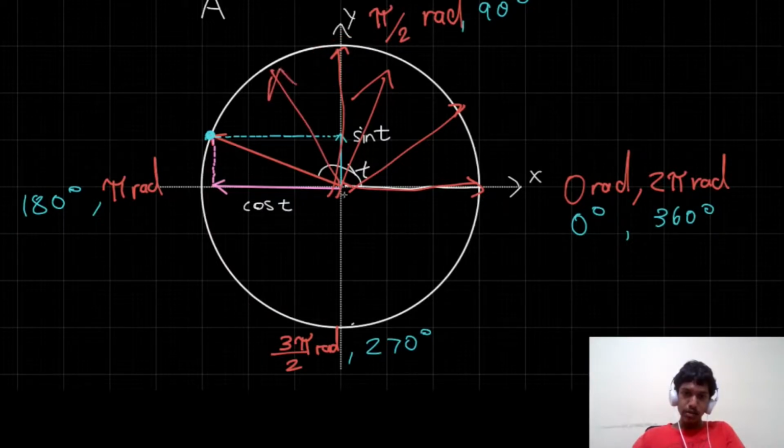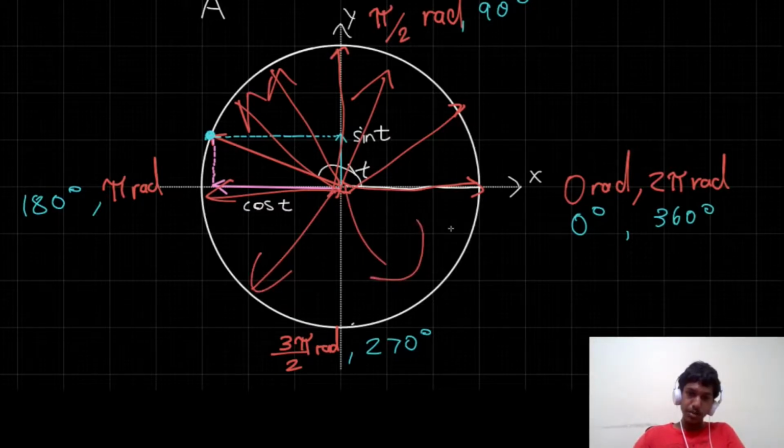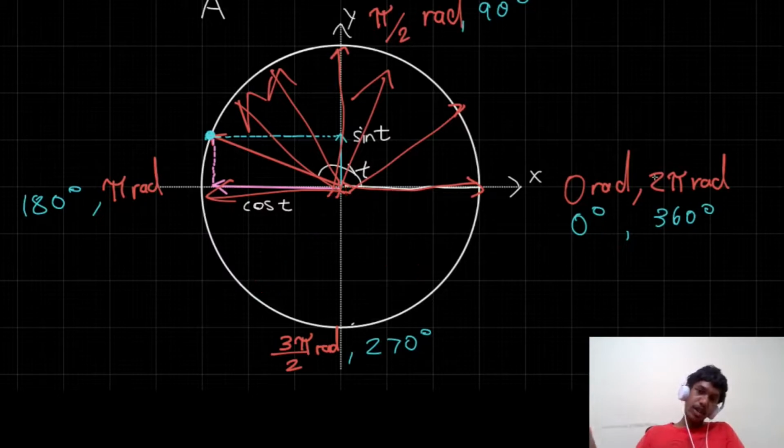And then we go around, and then pi seconds, and then you keep going, right? Keep going. And then 2 pi seconds, you're back where we started, and then we keep going round and round and round again.